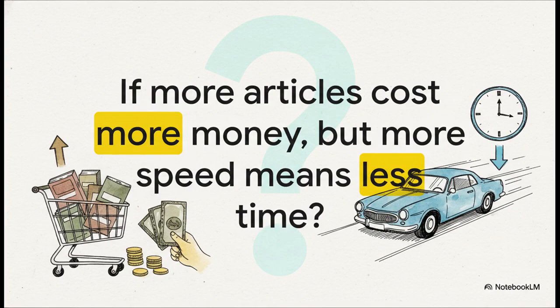Just think about it for a second. When you're shopping, the more stuff you put in your cart, the more money you pay. That's simple, right? But when you're driving, the more speed you have, the less time it takes to get there. So they're both totally predictable, but they work in completely opposite ways. What's the hidden rule that connects these two ideas?